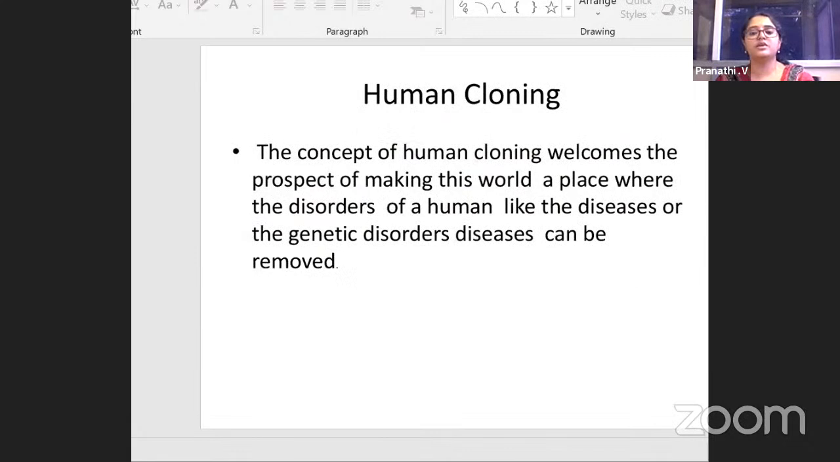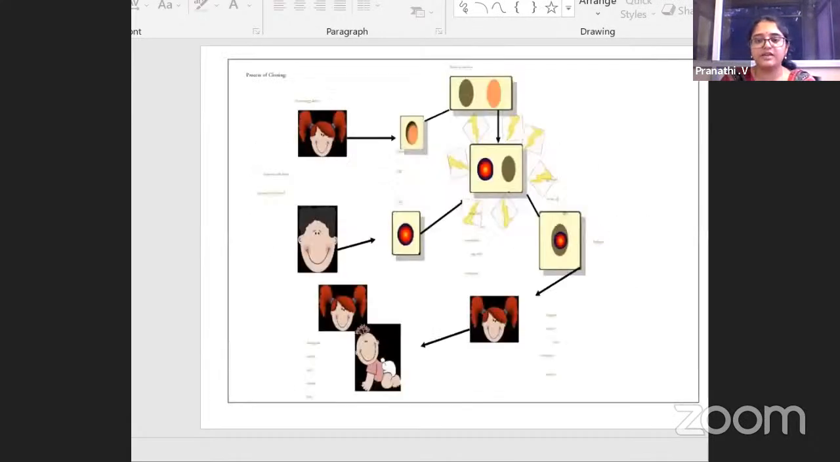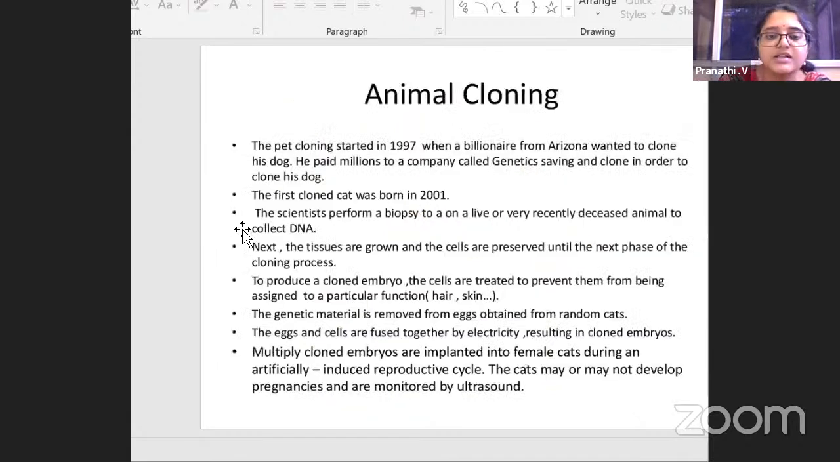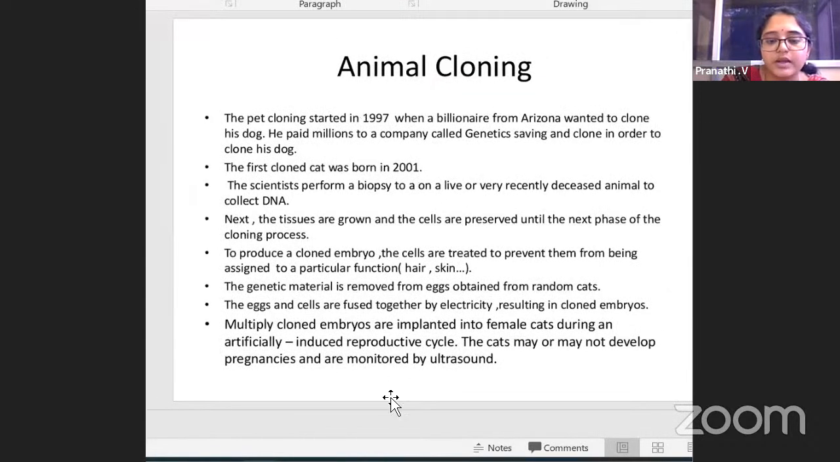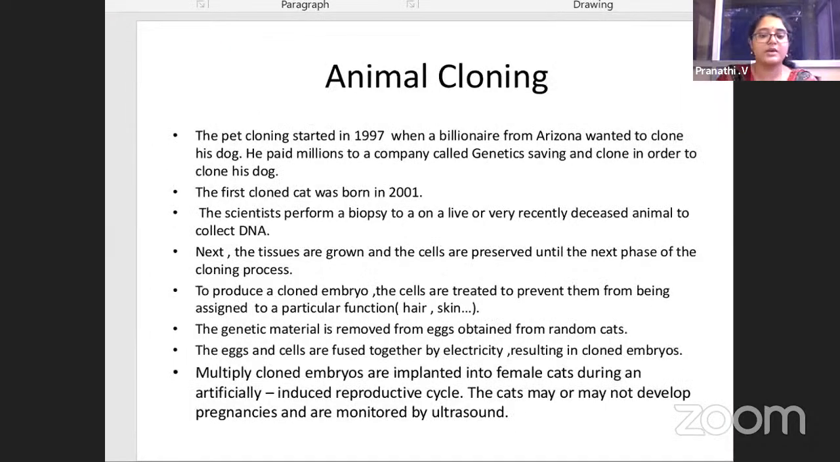Next is human cloning, so that we will be disease free. This is what we think we can do. Is it possible? So the process of cloning, how is it going to be? Again, the same thing, somatic cells and all that. Now we have animal cloning. Unfortunately or fortunately, human cloning is still going on. The ethics and the morality of it is being questioned.